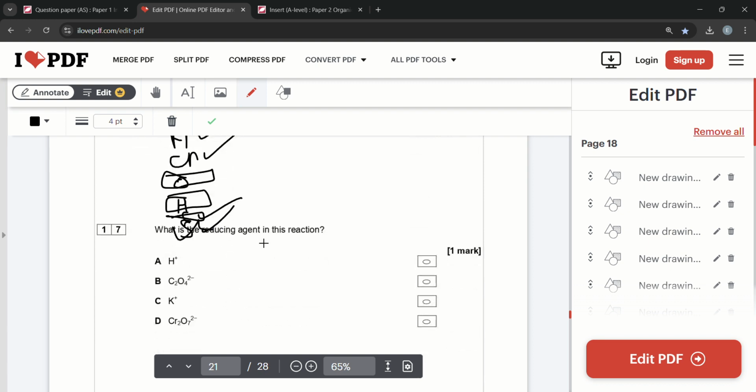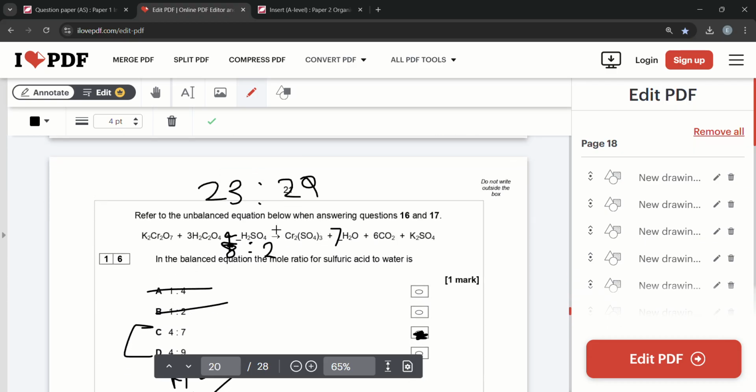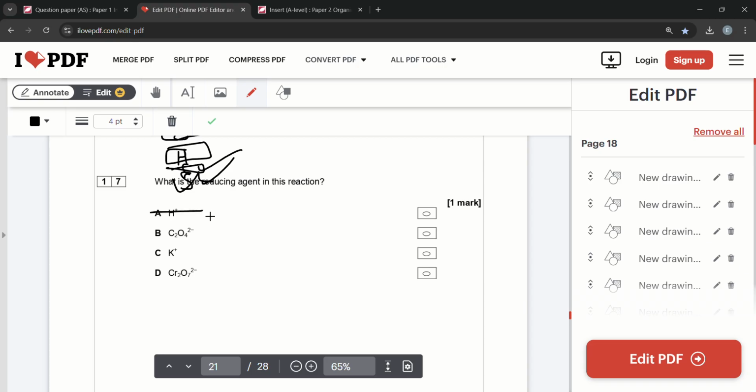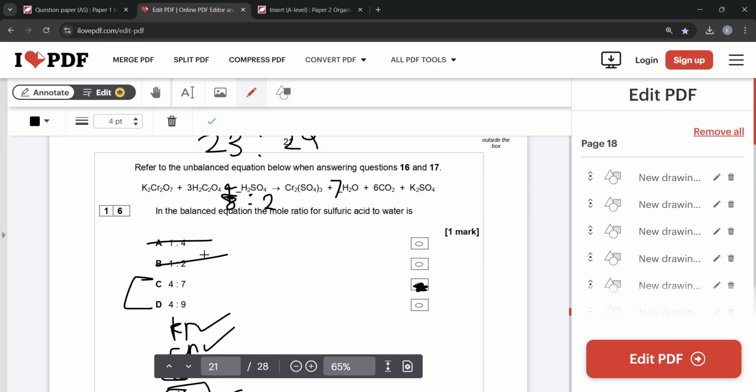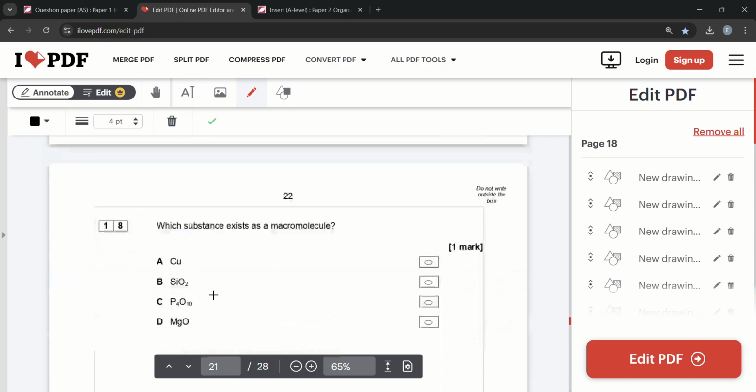What is the reducing agent in this reaction? H plus? No, definitely not. It's going to be B, C2O4 2 minus.